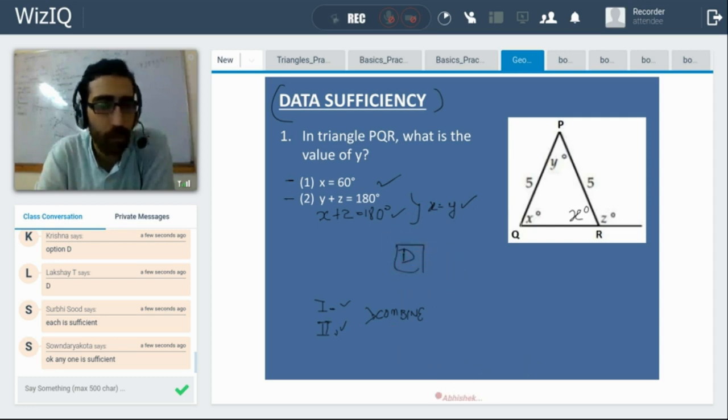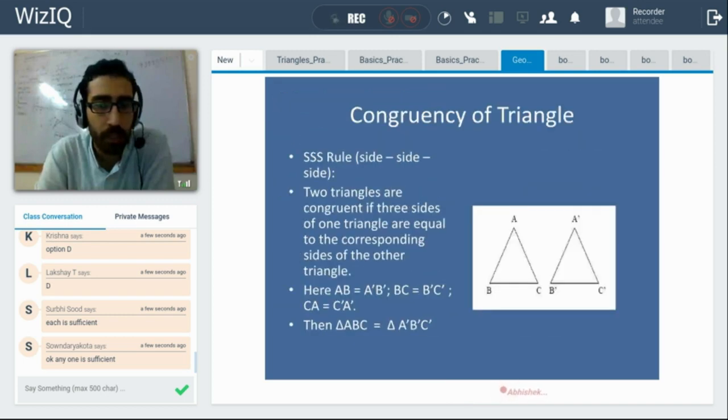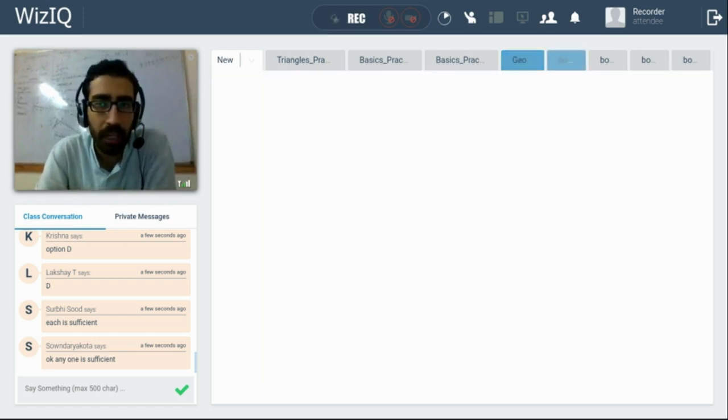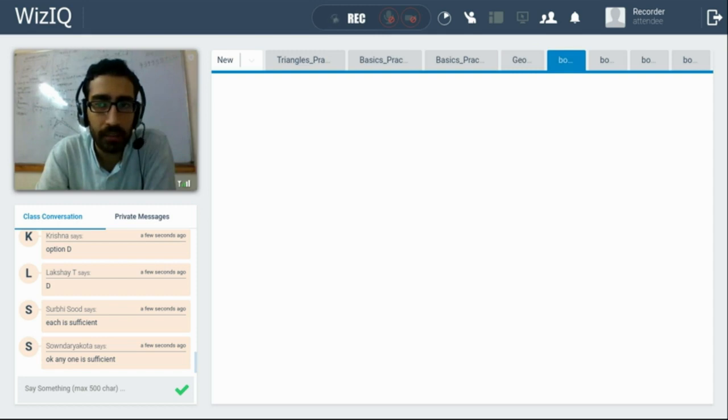Yes, this is good. Okay, that is very good. Let me cover congruency in brief, not spending a lot of time on congruency. We had covered similarity in a fair amount of detail.